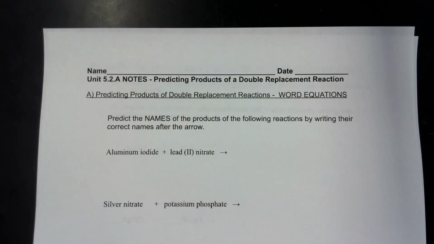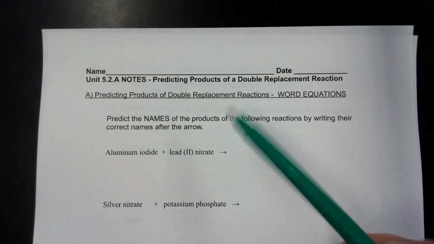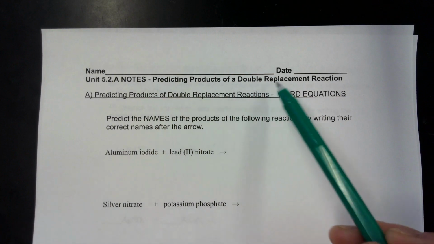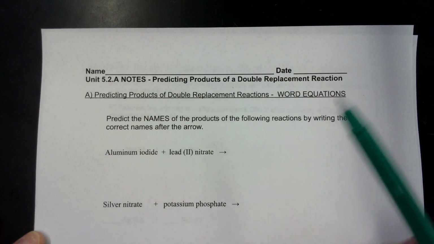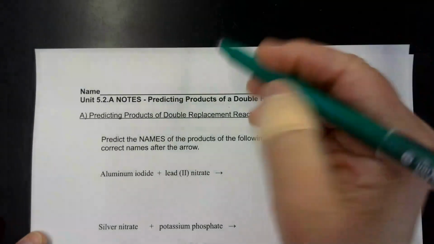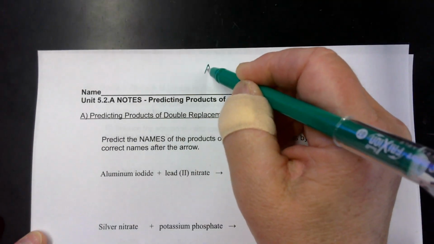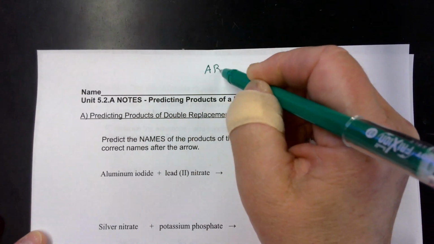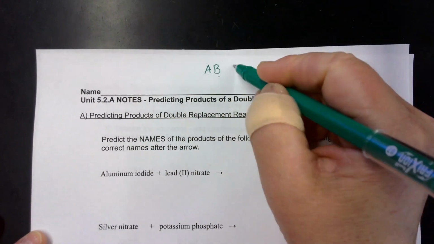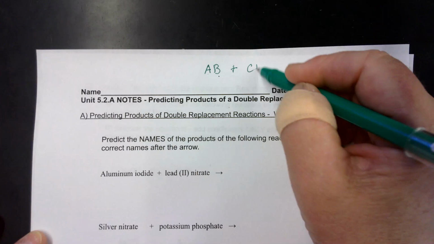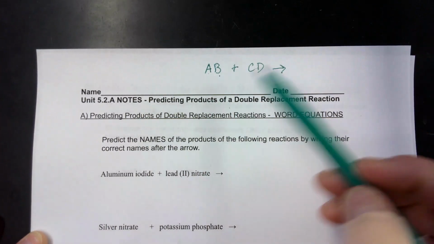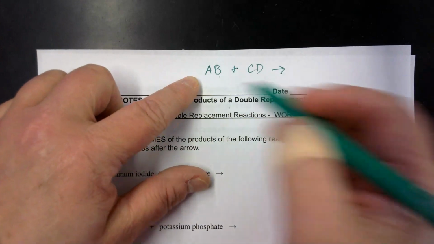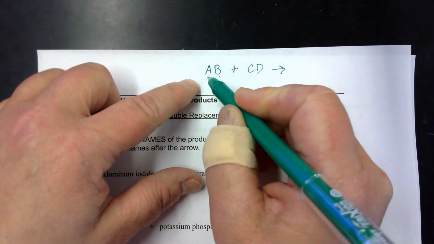In this lesson, you are going to learn how to predict products of a double replacement reaction. A double replacement reaction has the basic formula of a compound AB reacting with compound CD. What happens is there is a switcheroo, a double switcheroo.